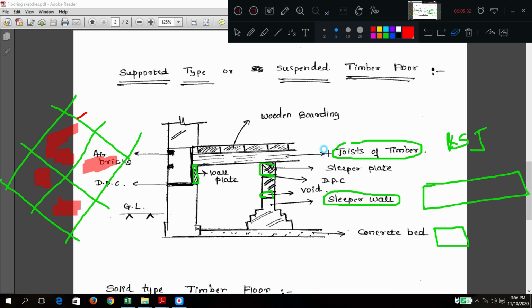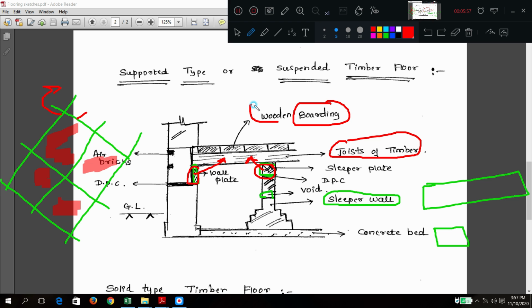Okay, so on what members is it resting? The joists are resting on wall plates and sleeper plates. Just remember these words. Okay, wall plates and sleeper plates will support what? Will support the joist of timber, which are green in color, which acts as a skeleton. Above that, the boards of wood, the wooden boardings or timber pieces will come. Okay.